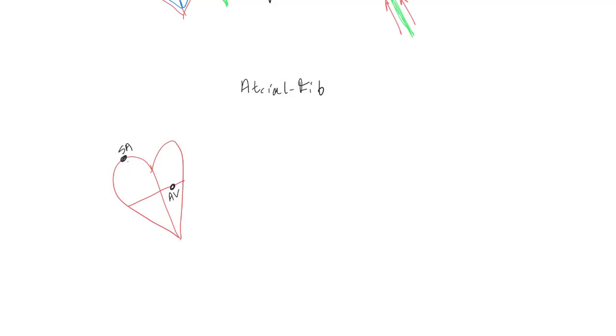We get a firing of the SA node, travels through the atrium. We get atrial contraction from that firing. The AV node captures the impulse, and then the left ventricle gets the impulse and the muscle responds. That's normal electrical conduction through the heart. So we'll call this number one. That's what normally happens.